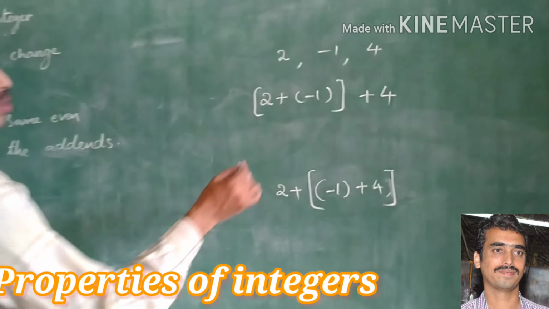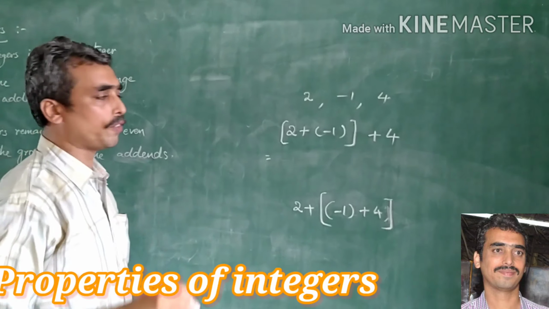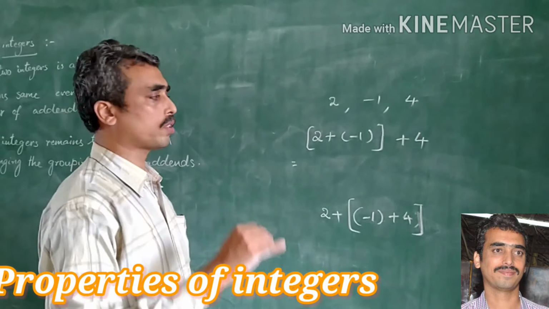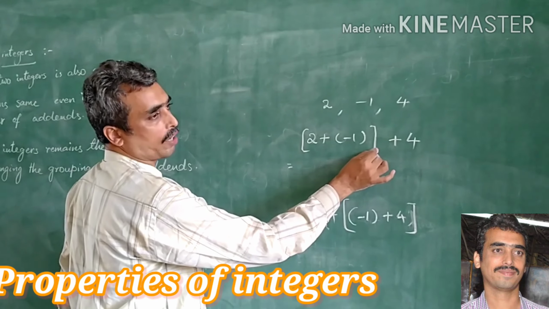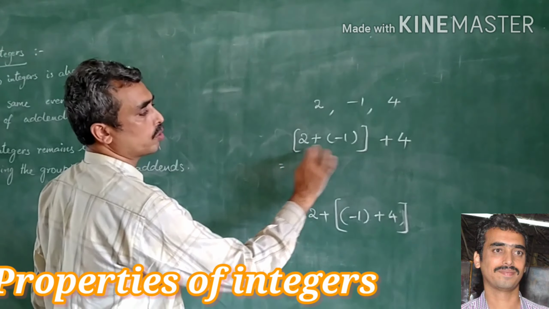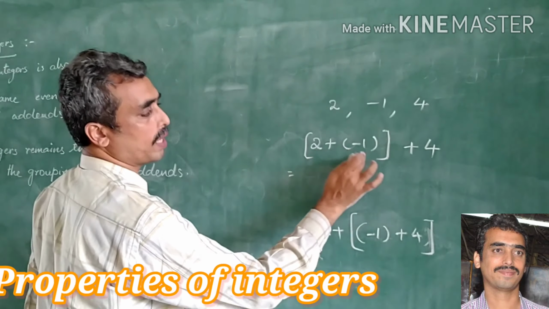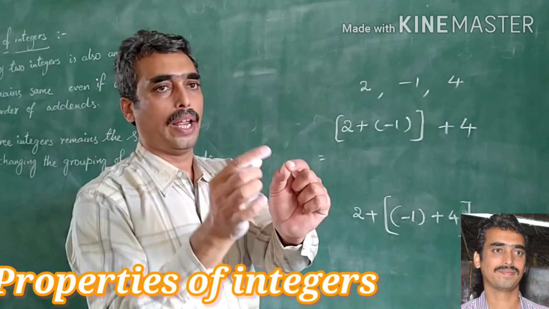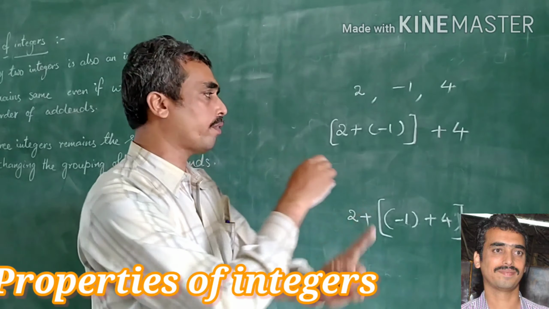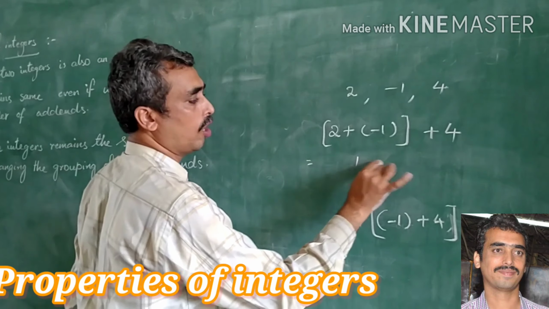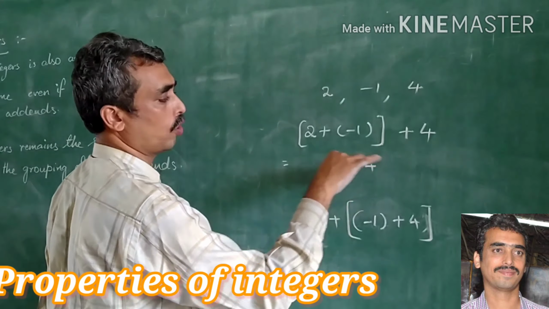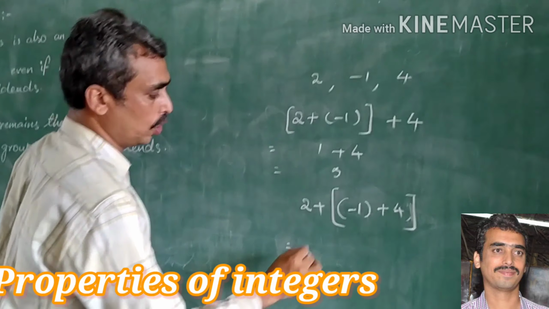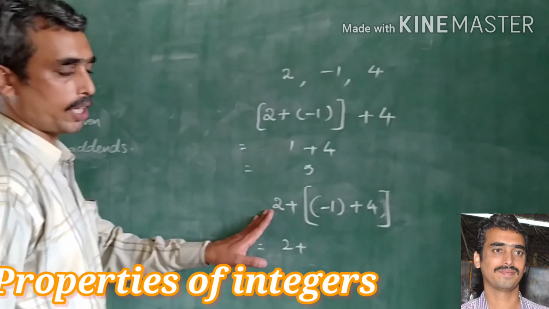You have to check. As you have learned in 5th class, the DMAS rule and also the BODMAS rule, first the bracket part has to be simplified. So within this bracket, how much is there? 2 plus -1. You learned already how to add 2 plus -1. You go to 2 and move to the left side one step. Where will you reach? 1. How much to be added to this? 4. 1 plus 4 is equal to 5. This is the answer.